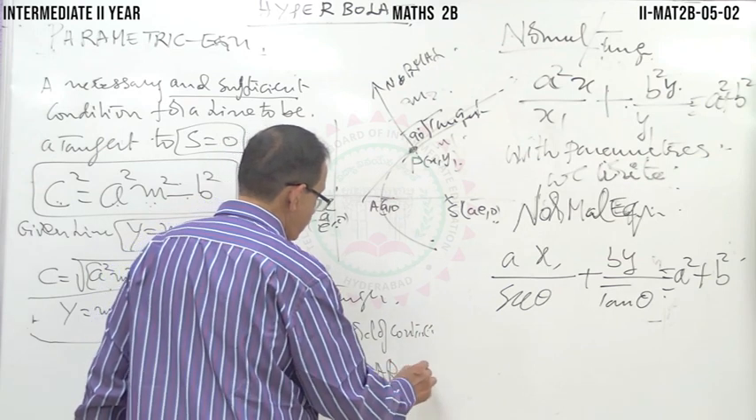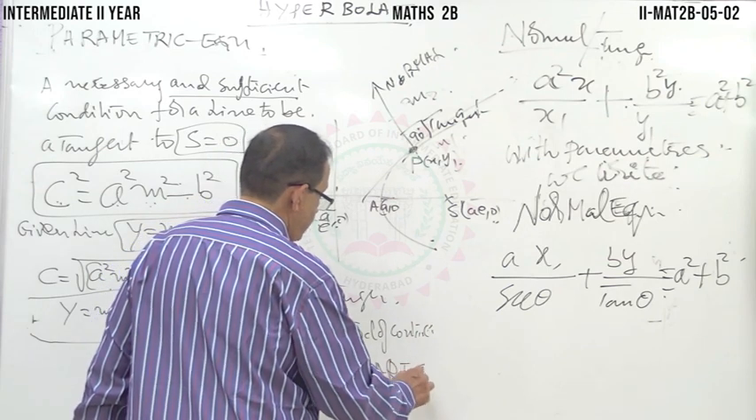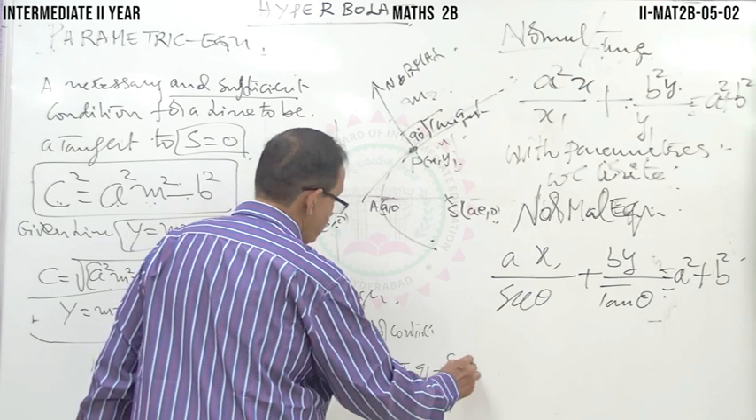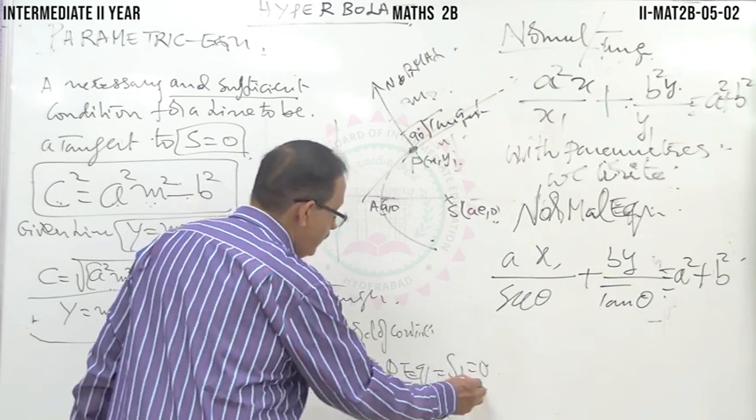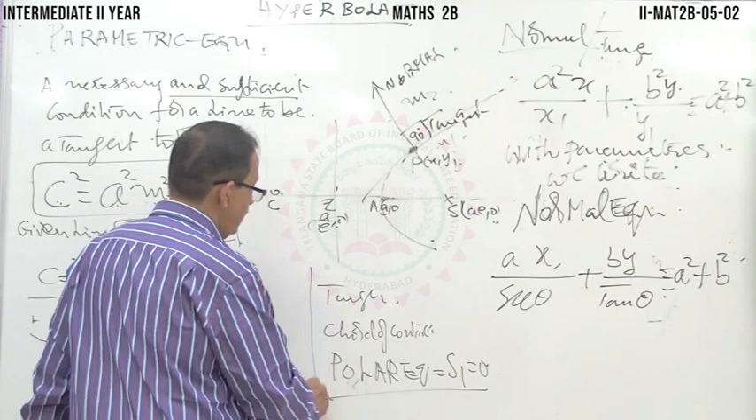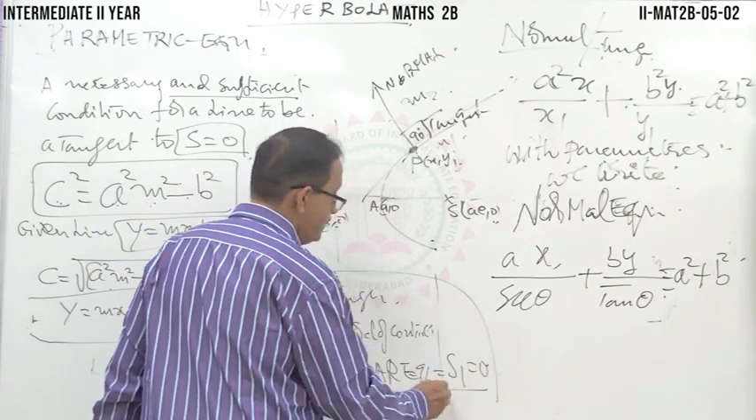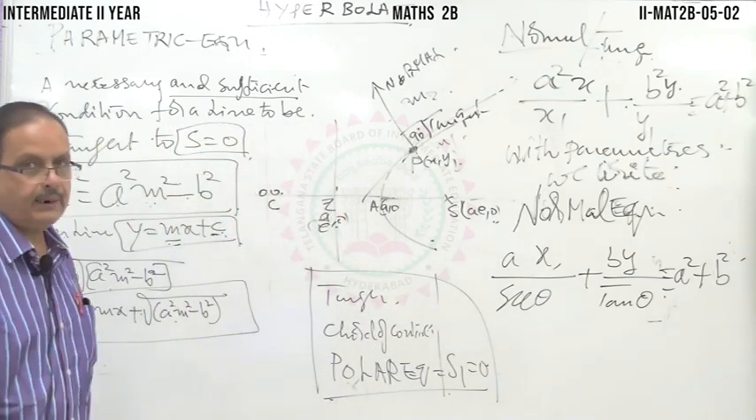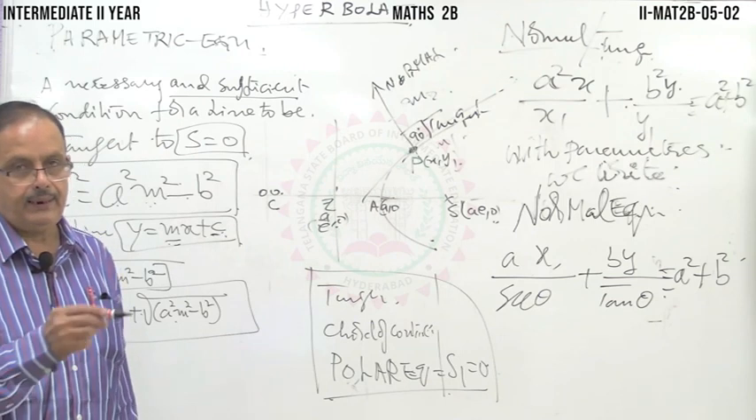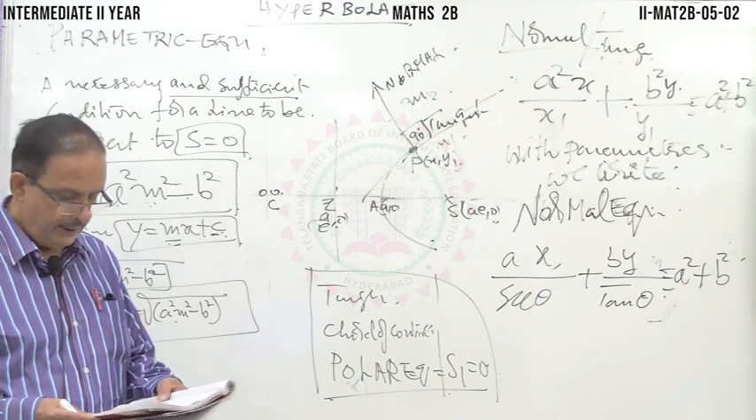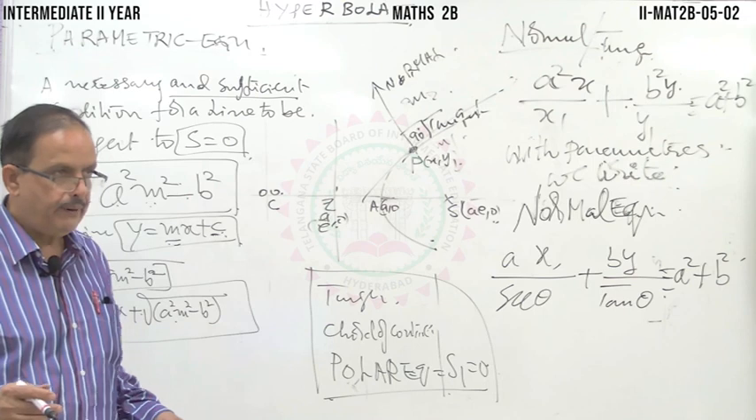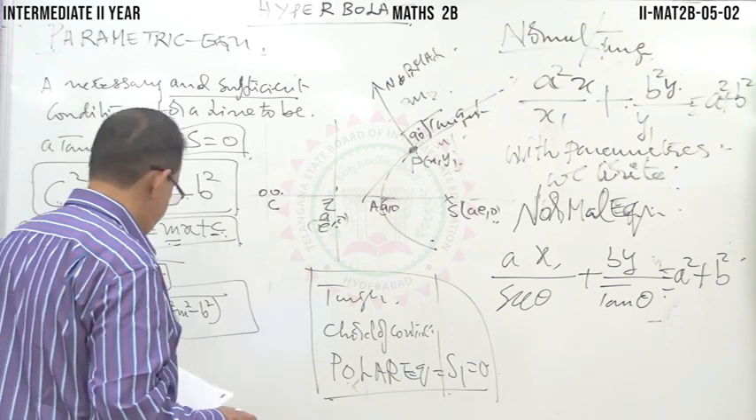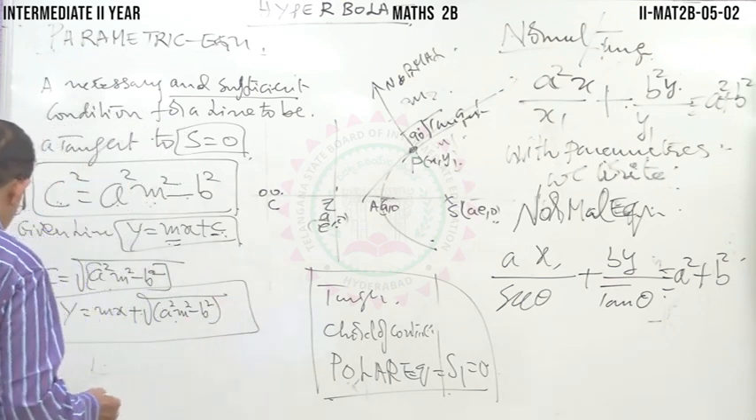The polar equation is also known as S1 equal to 0. Friends, when we talk about S1 equal to 0, all three carry the same S1 equal to 0 as a representation for a straight line connecting to the hyperbola. So we have S1 equal to 0, and finally the pole of the line.